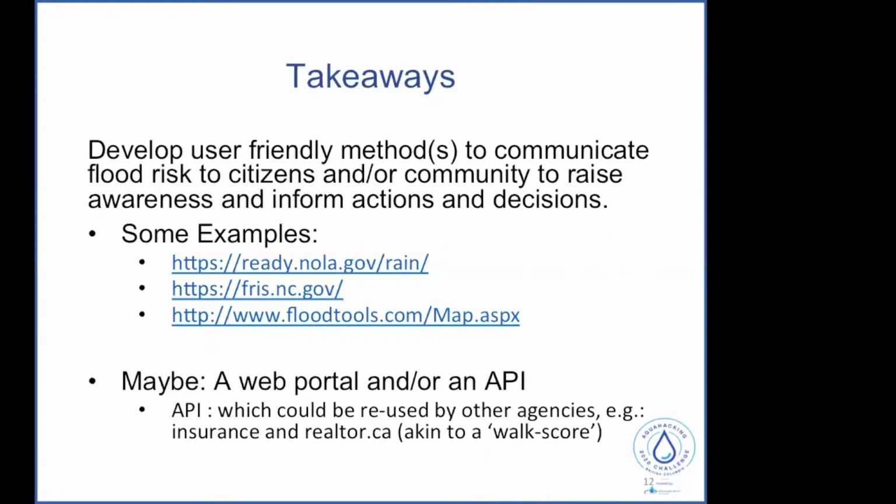To give you some kind of starting points to think about how to develop your app and what you can build on. Another idea would be a web portal or maybe an API that could be connected in through the Realtor website, akin to what we have as a walk score, in order to better improve communication to citizens and communities about their flood risk awareness.